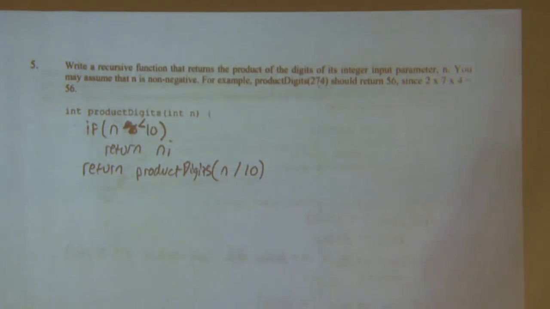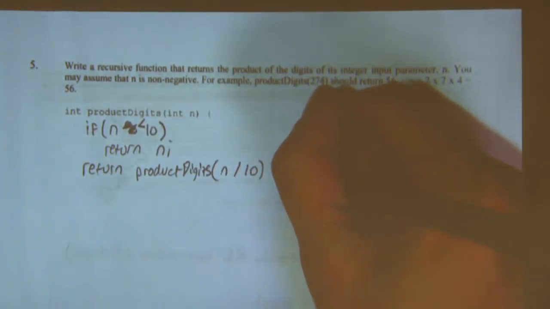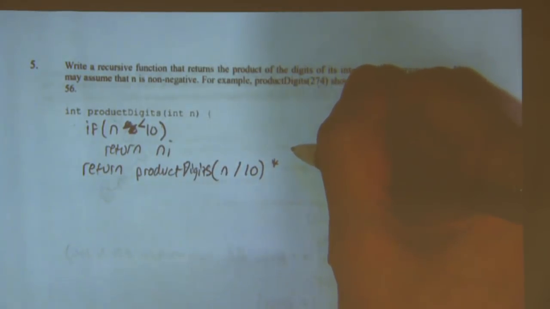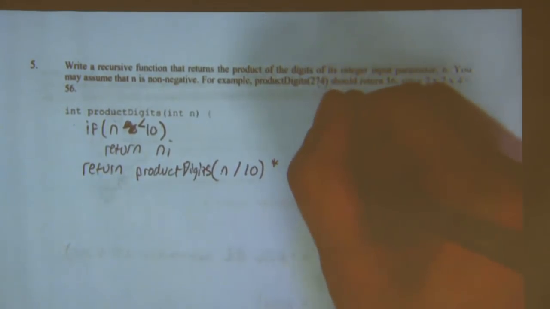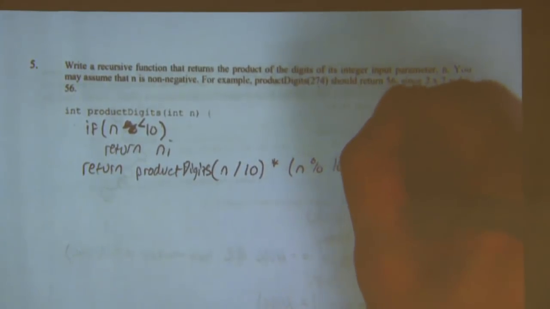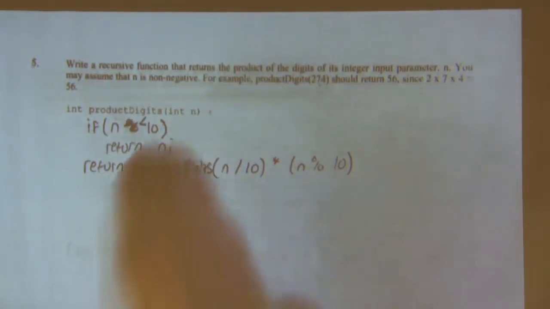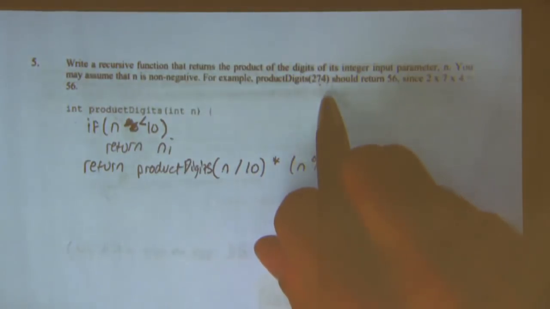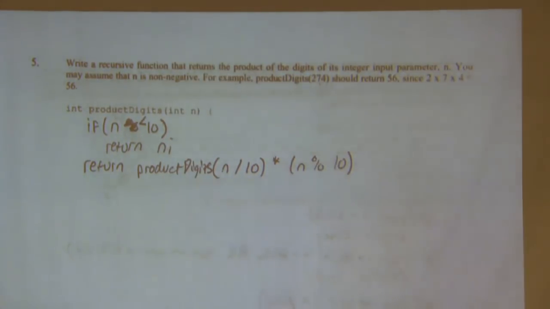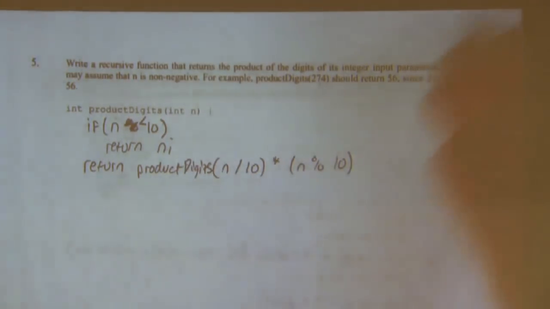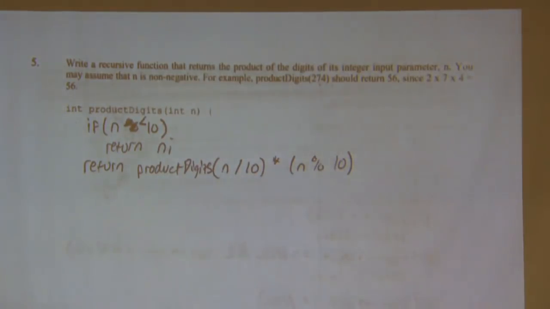Multiply it by what? The mod. I think it's reversed. Yeah, so we multiply it by n mod 10. Oh, sorry. I had a little bit reversed there. So in this base case right here, in this example, the 2 is what is actually going to be the n in the base case, because we're going to chop off the 4 and then the 7 and then eventually end up with the 2.